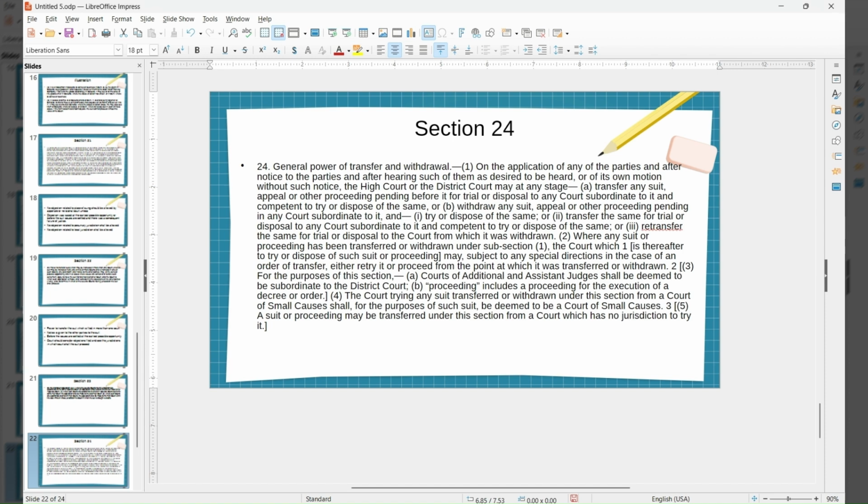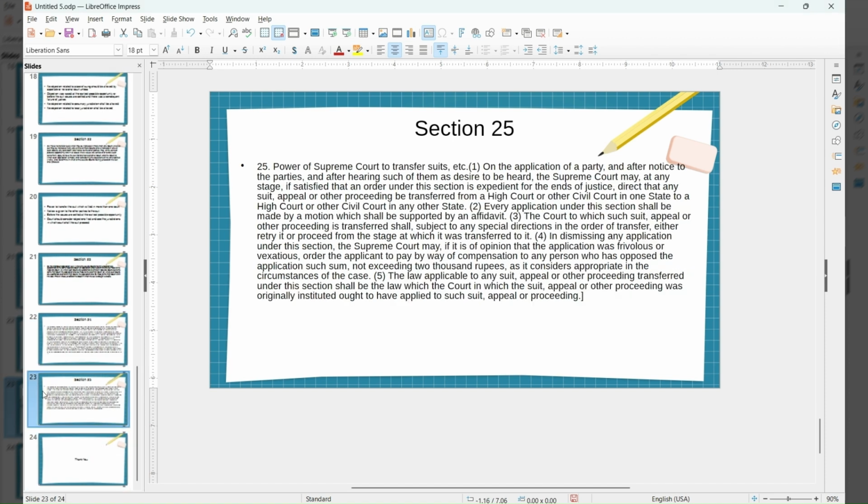Now we move on to the last section under place of suing, which is section 25. This section is all about the power of the Supreme Court to transfer suits. On the application of a party, after notice to the parties and after hearing such of them as desire to be heard, the Supreme Court may at any stage, if satisfied that an order under this section is expedient for the ends of justice, direct that any suit, appeal, or other proceeding be transferred from a High Court or civil court in one state to a High Court or other civil court in another state.